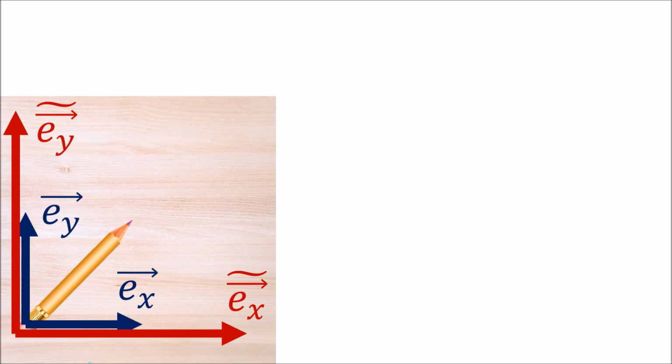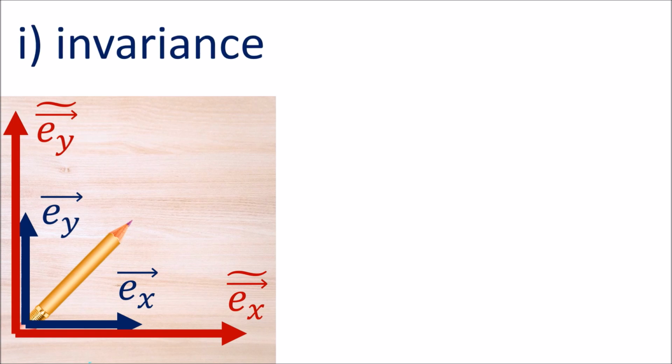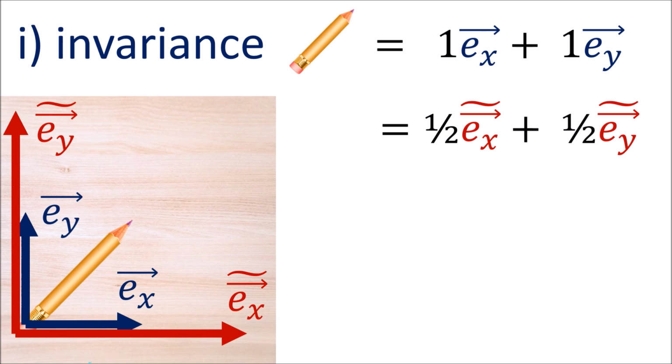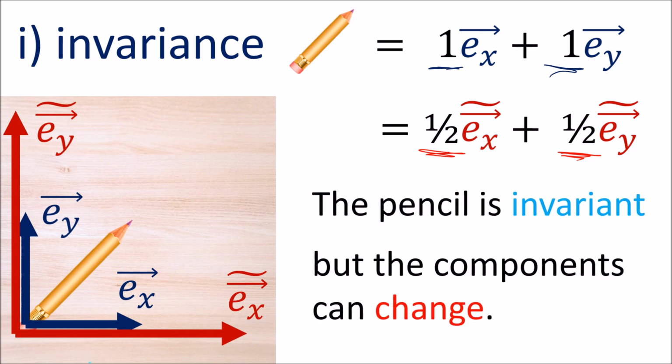So to sum up Relativity 102, there were two key ideas. The first idea is invariance. Invariance tells us that we can have the same physical object, which is not changing, and therefore invariant, described in different ways, using different coordinate systems. For example, this pencil vector has components 1, 1 in the ex, ey basis, but it has components 1/2, 1/2 in the ex tilde, ey tilde basis. The pencil is invariant, but the components can change.